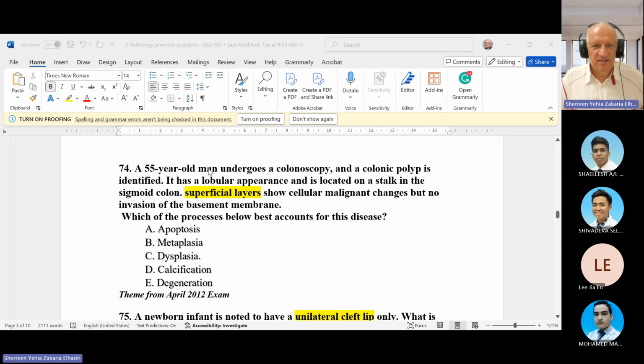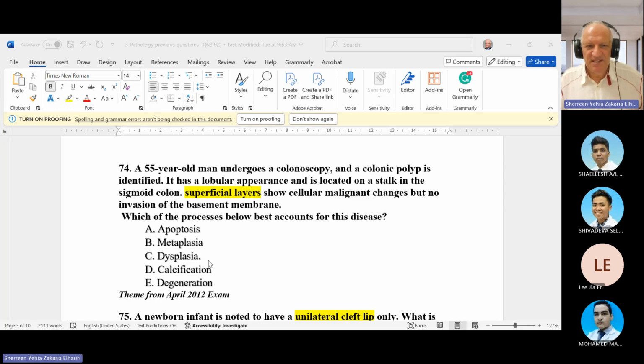A 55-year-old man undergoes colonoscopy. A colon polyp is identified, with a lobular appearance, located on a stalk in the sigmoid colon. The superficial layer shows cellular malignant change, but no invasion of the basement membrane. If it invades the basement membrane, we call it cancer. If it does not invade the basement membrane, we call it carcinoma in situ. If it is more superficial, we call it dysplasia. So dysplasia is the answer.